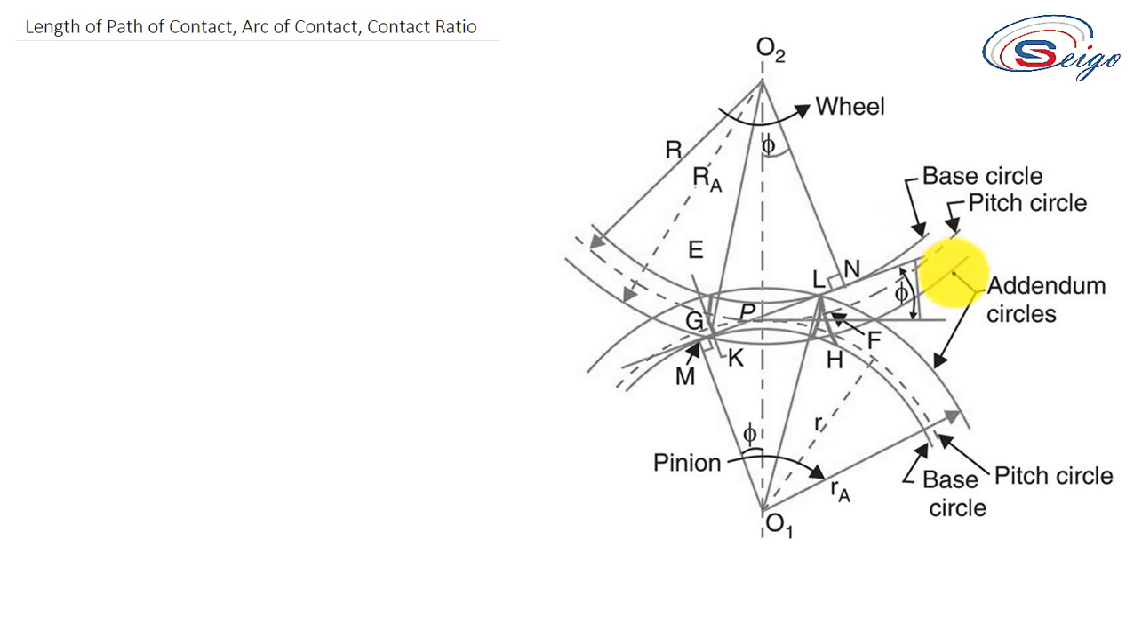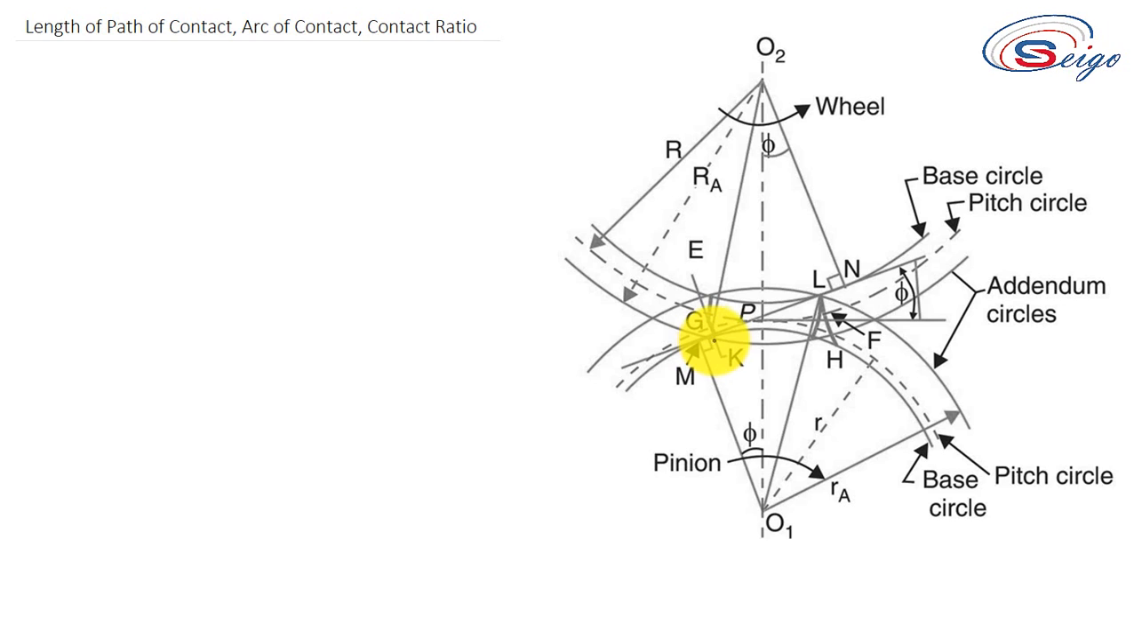Between the addendum circle and the base circle you can see the dotted circle, which is the pitch circle of the wheel. Here also you can see the pitch circle in between the addendum circle and the base circle for the pinion. Whenever a gear meshes and is in motion, there will be contact between the pair of teeth.